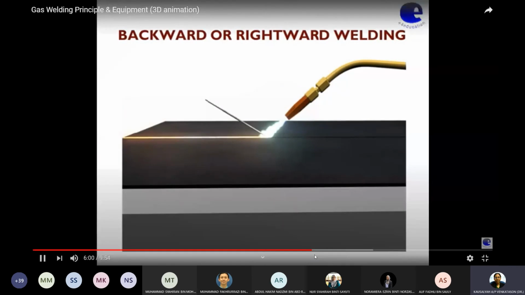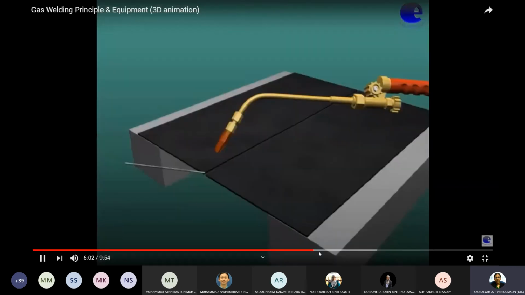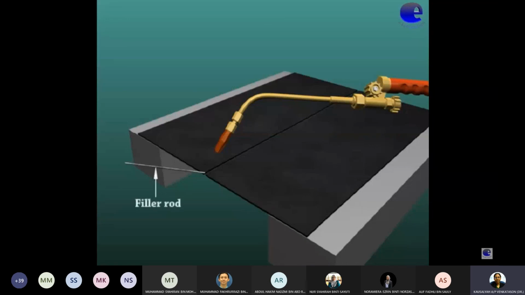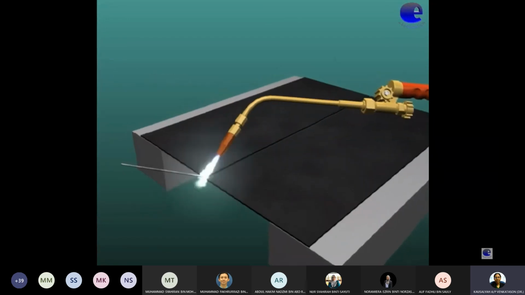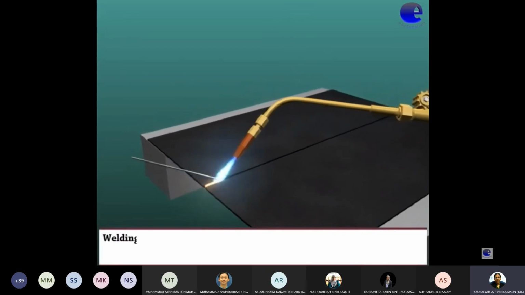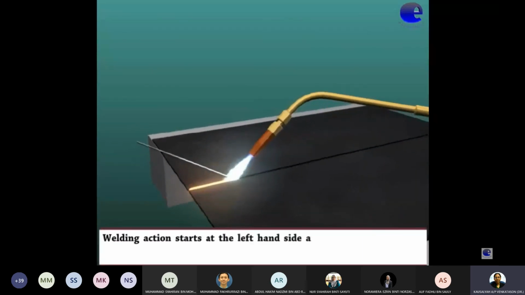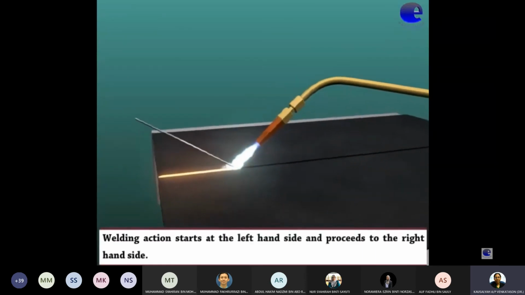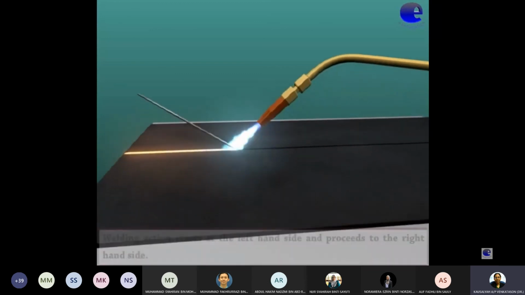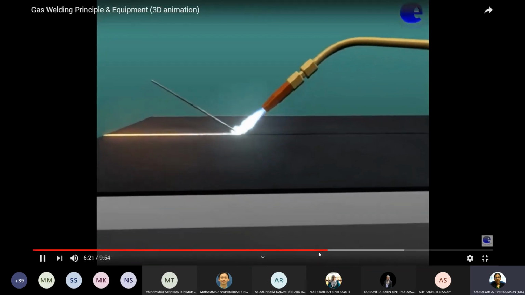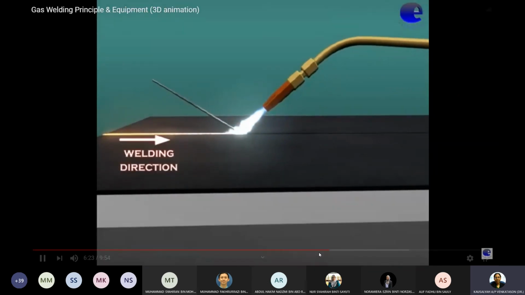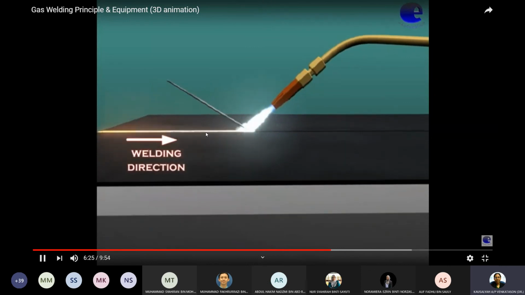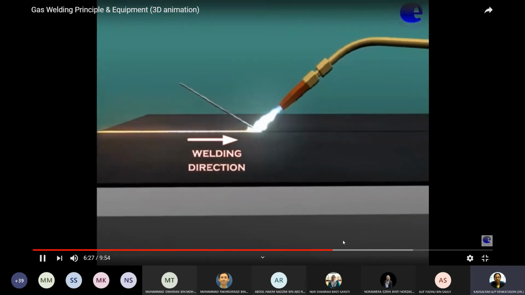The backward welding is one of the gas welding techniques. This welding consists of filler rod and welding torch. Welding action starts at the left hand side and proceeds to the right hand side. Welding direction: in this welding, the torch flame moves from left to right.